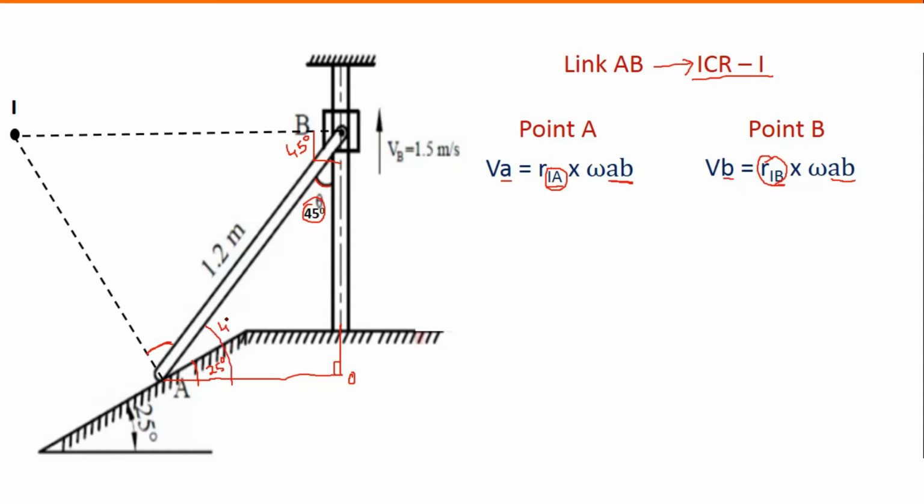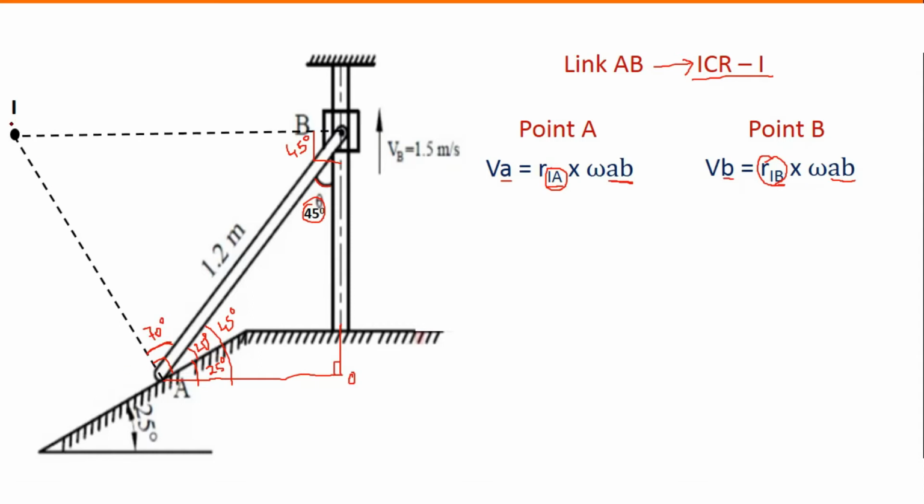Now the remaining angle of the triangle. Out of this 45, this angle we have already found out as 25. So what will be this angle? The remaining angle will be 20 degrees. Now we also know that we have drawn this line as perpendicular to this, so this is 90. Out of this 90, this is 20 degrees, so this angle will remain to be 90 minus 20, that is 70 degrees.